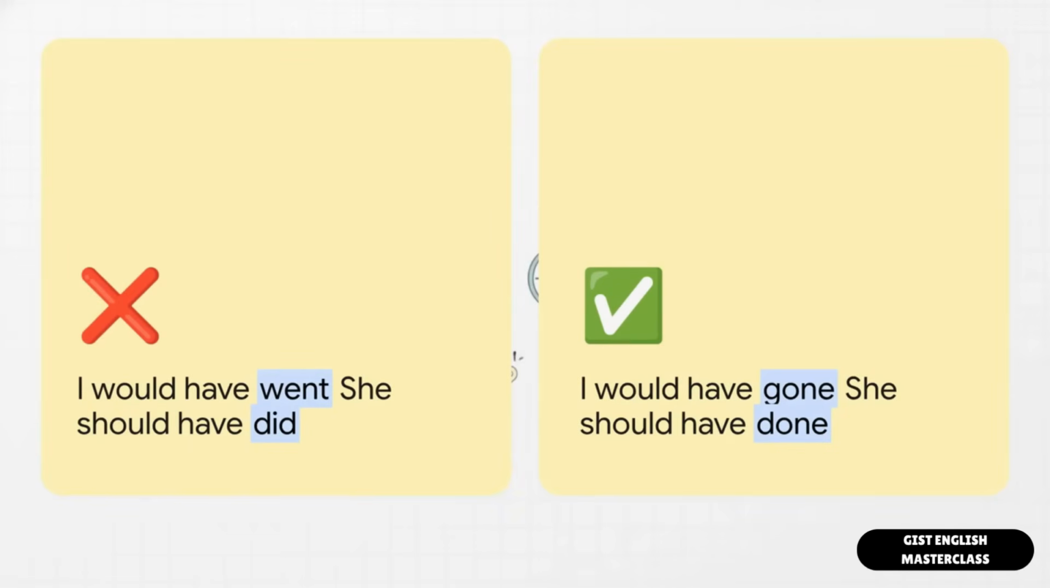This is a big one that will make you sound so much more natural. After would have, could have, or should have, you always have to use the past participle. That's the third form of the verb. So you'd never say, I would have went. No, you say, I would have gone. And you wouldn't say, she should have did. Instead, it's she should have done. Trust me, getting this little detail right makes a huge difference.